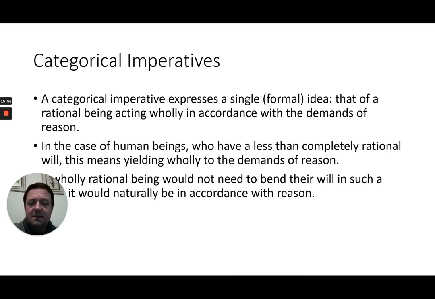Now, a wholly rational being would be one without emotion, so there would be no need to bend the will in such a way that it would be in accordance with reason. It would just occur naturally, or so Kant believes. And I suppose it would if you didn't have any emotion. This is something you might well want to come back to when thinking about some objections to the Kantian approach. Kant does not allow for any kind of emotional input in moral decision making.